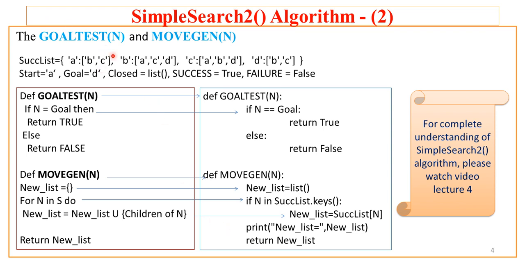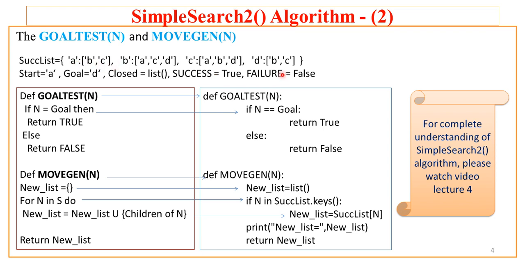Now before we get into the actual simple search 2 algorithm, we have two sub algorithms used in it, that is MoveGen and goal test. Before I start with the explanation of these algorithms, in the code some global data structures are used. For example, the successor list, which is nothing but a dictionary, key value pairs. All the nodes that appear in the graph are represented here along with their immediate successors.